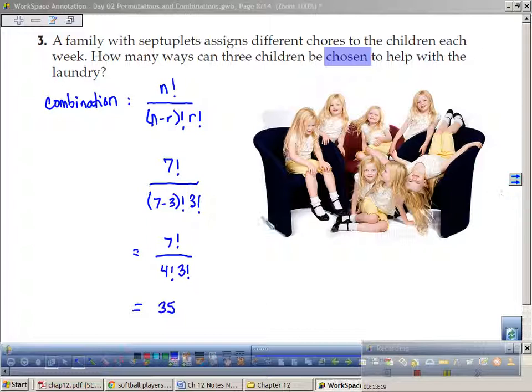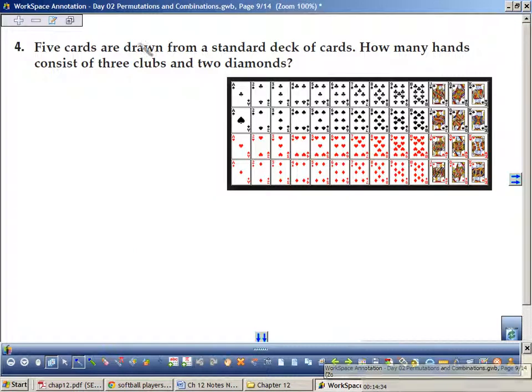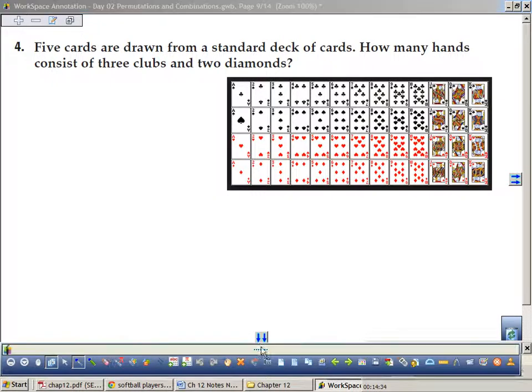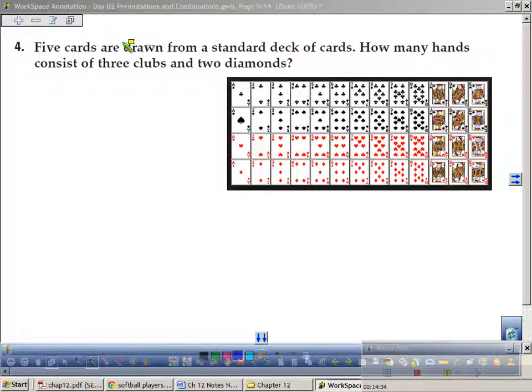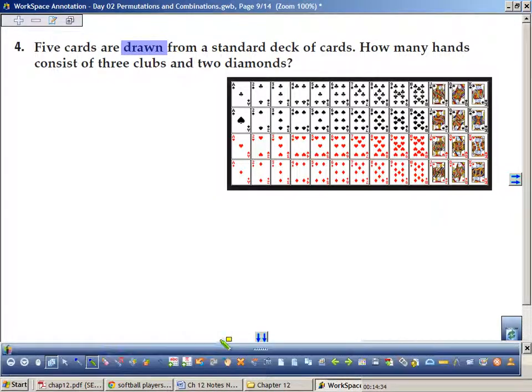I've got one more to show you. 5 cards are drawn from a standard deck of cards. How many hands consist of 3 clubs and 2 diamonds? So I've put this here for you. First of all, I hope we can all agree that this is going to be a combination. When we're talking choosing, 5 cards are drawn. That would be choosing. This is definitely a combination. But there's 2 different things going on here. So there's actually 52 cards in a deck.